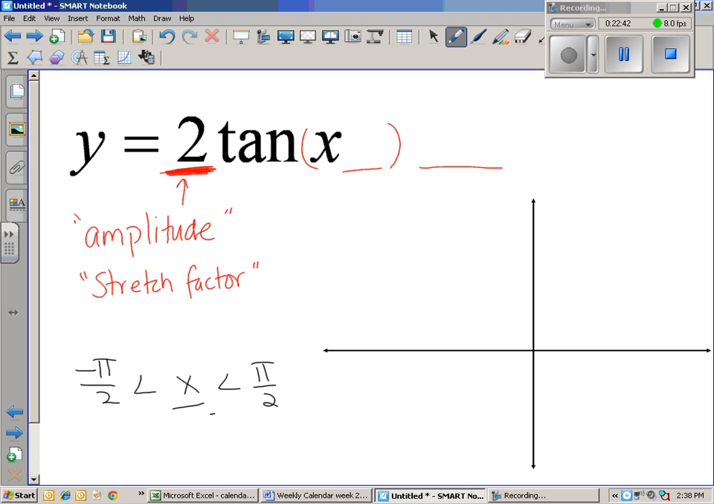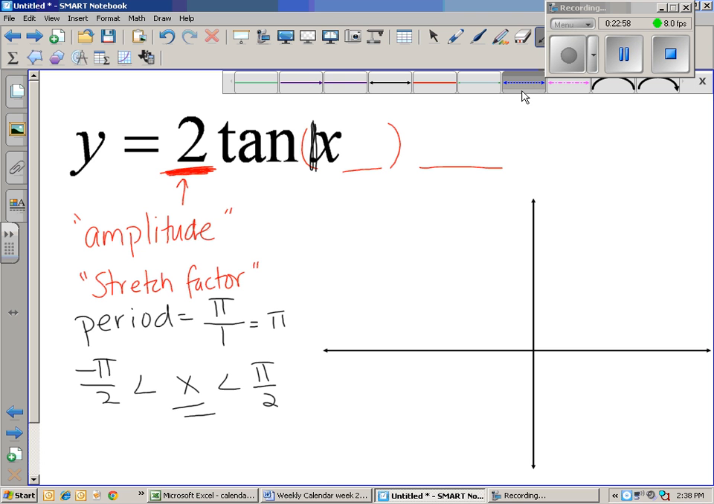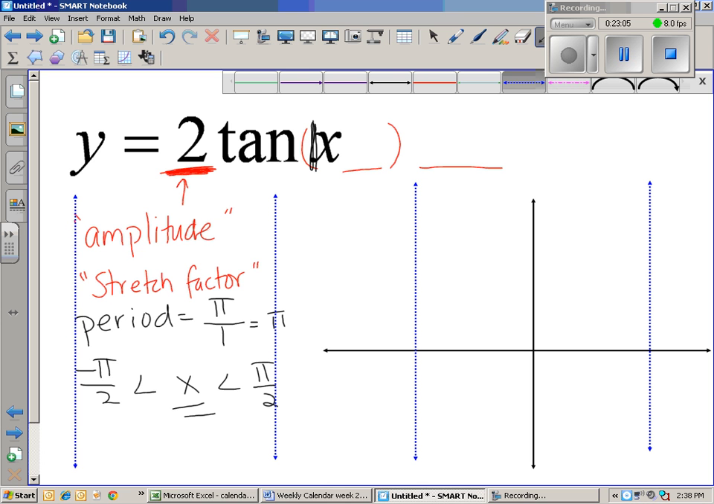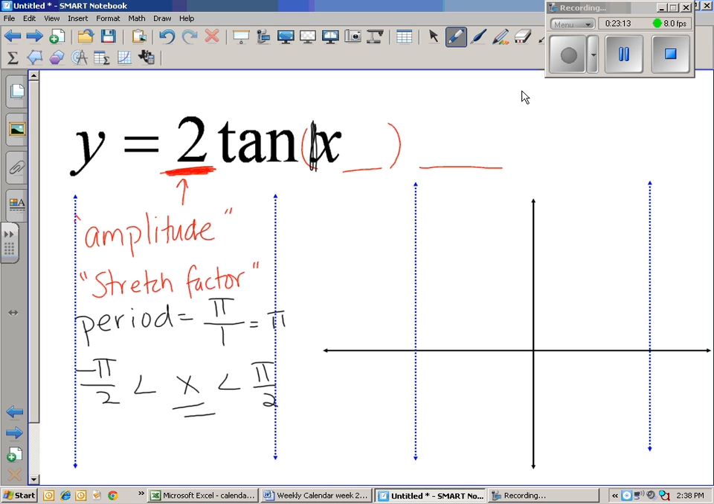And look, solve for x. Well, what's the period? The period is equal to pi over, what is it? 1 pi. Okay, so let's draw in some vertical asymptotes. So here's one and here's one. And again, I could have another one out here and another one out here. I don't need you to do all of those. I just want to see one complete cycle. So one complete cycle for tangent goes here to here to here.